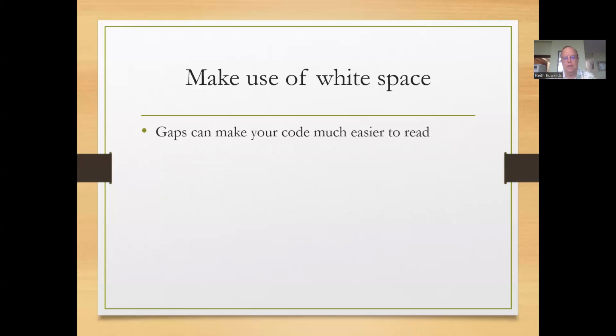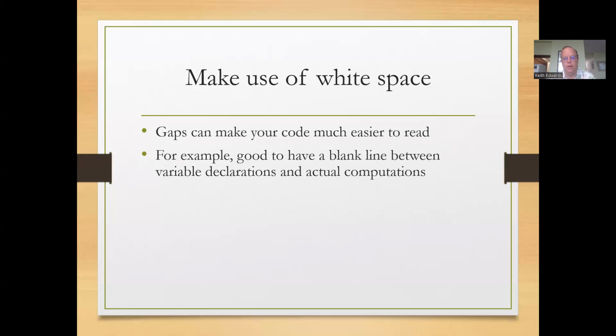The other thing is making good use of white space. And gaps can make your code much easier to read. For example, it's good to have a blank line between the variable declarations and the actual computations. I tend to separate out the portions of my procedural programs: declarations of variables, getting inputs, making calculations and producing output. And later on, we'll see functional decomposition, which will make our programs even clearer. But good use of white space for these beginning procedural programs is definitely good. And even as you get into larger programs, you want to make use of that white space.